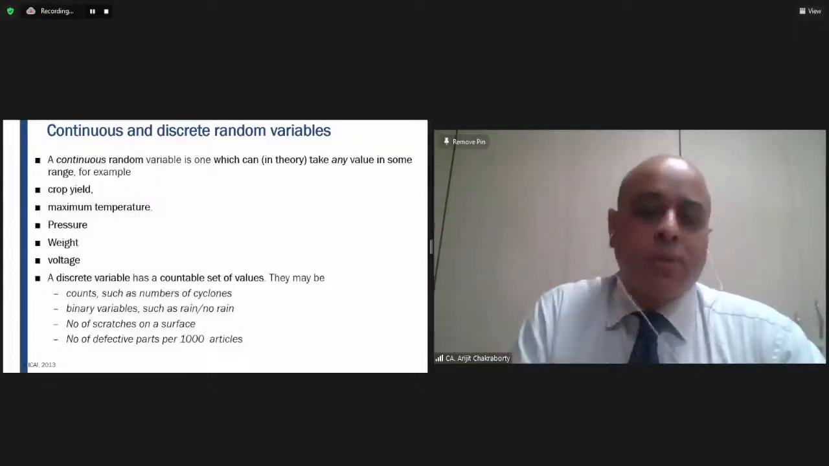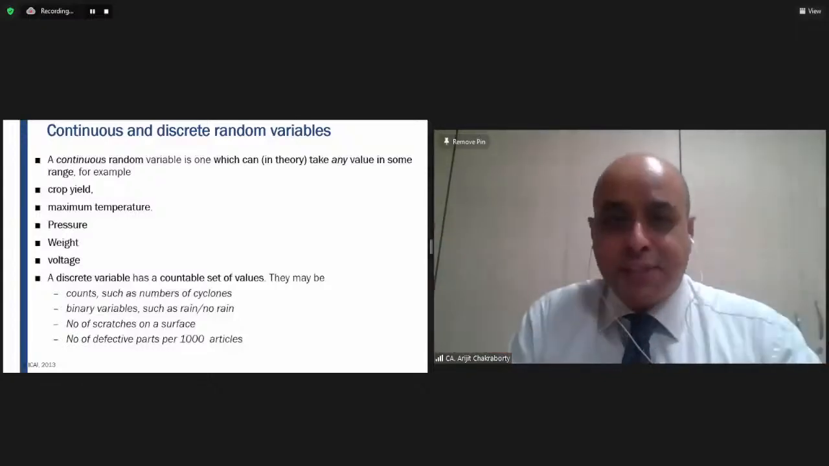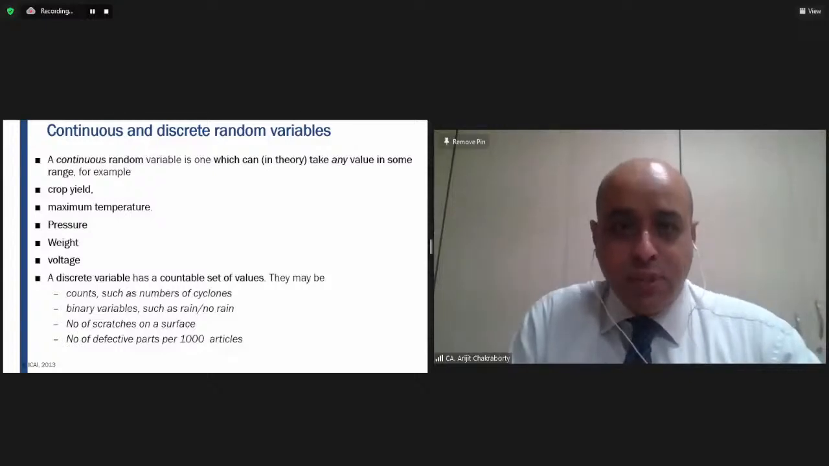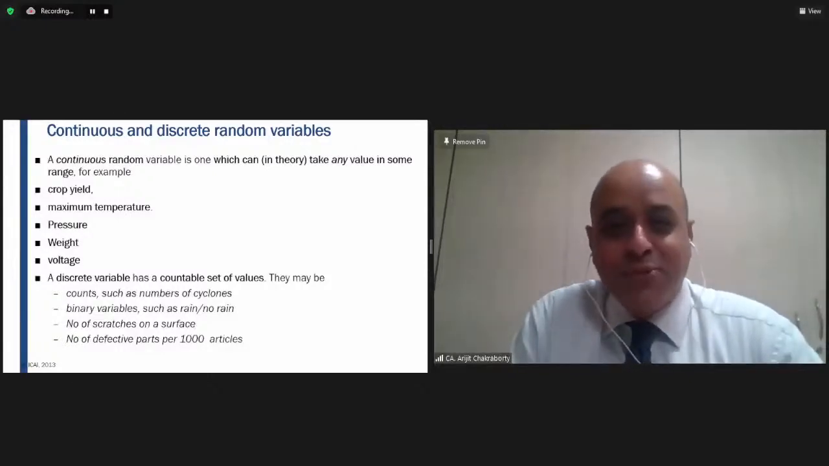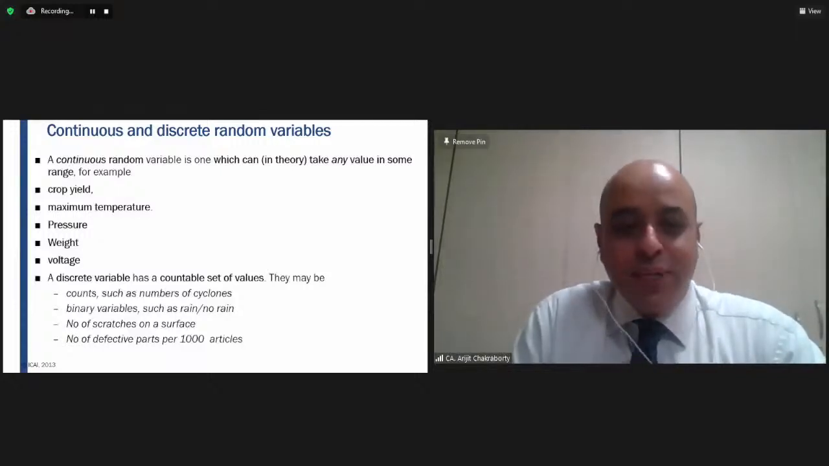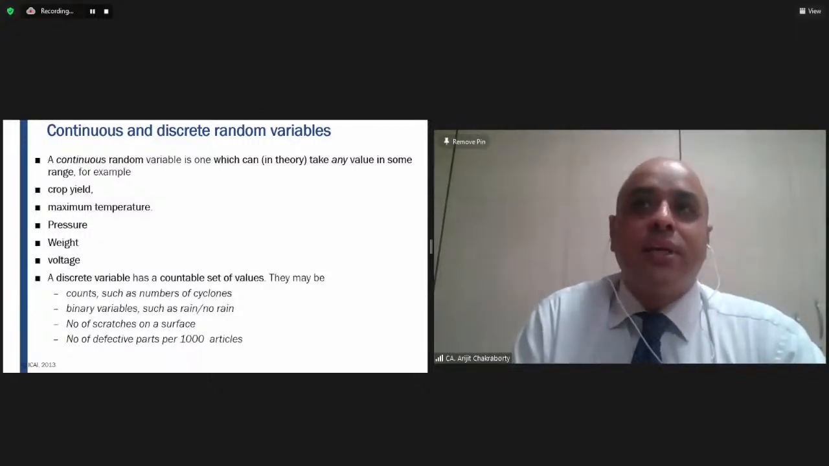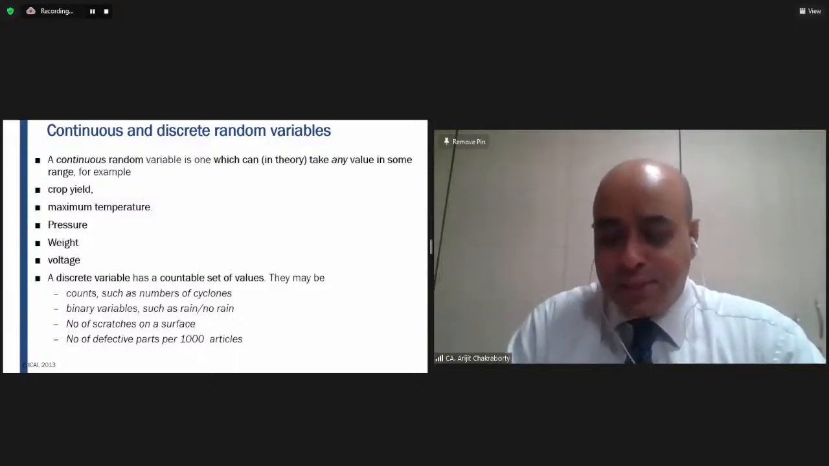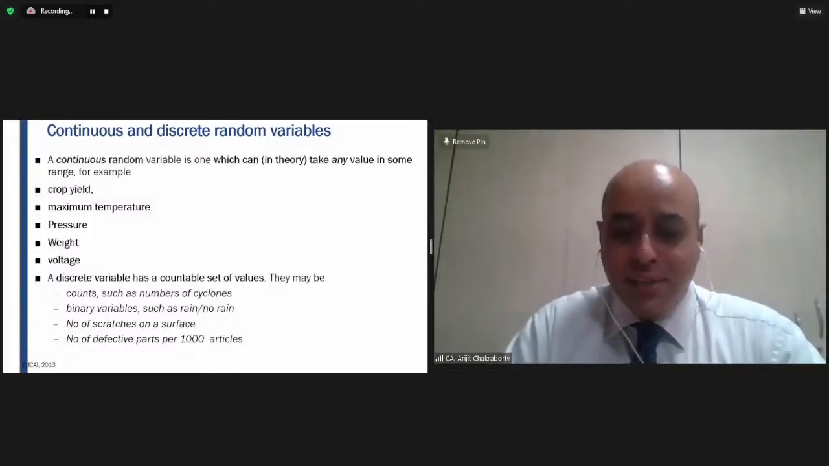For example, number of cyclones. Now just imagine, can the number of cyclones be negative? Can I say that we had -5 cyclones in the western part of India? Can we say that? I think no. Similarly, cyclones can never assume a fractional value. So I hope you can easily understand this, that there are certain types of climate.